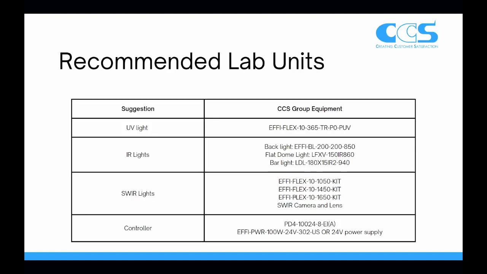So, recommended lab units. If we were going to be building a lab and you came and asked me what are the basics that I should have so I can solve UV lights, solve IR lights, or solve SWIR applications. For UV light, I would recommend getting a 200 millimeter pure UV light. Not every application is going to need pure UV, but if there is an application that does need pure UV, you're going to want to have it to prove out the concept versus not having it.